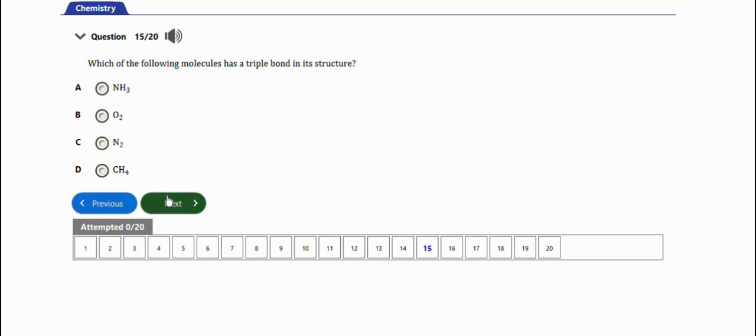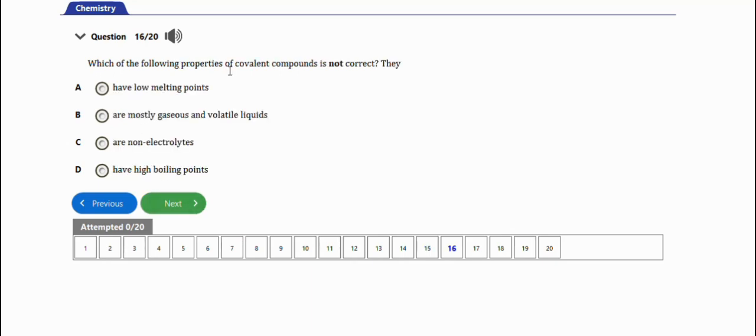The next question with this one, it says which of the following properties of covalent compounds is not correct. They have low melting points, yes. Are mostly gaseous and volatile liquids, yes. Are non-electrolytes, yes. Have high boiling points, no. So covalent compounds don't have high boiling points. The right answer is option D.